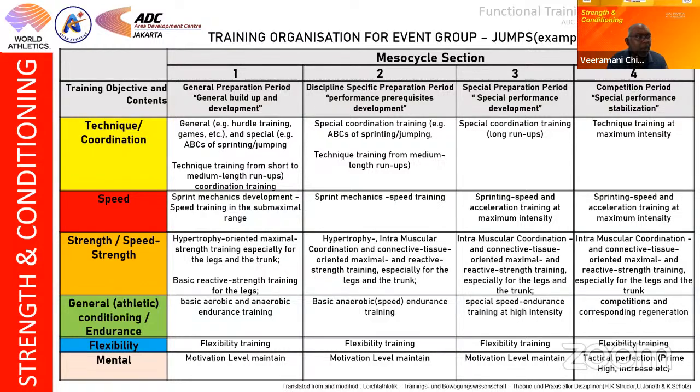Technical runs from medium length will be incorporated. Then we move into special coordination training, focusing on the real actual run-up itself. And finally, of course, we bring in technical training at maximum or optimal intensity that's required for competition. So this is how we will be evolving the training process. The good thing is you will see that all the 4, 5 biomotor abilities you see there will take place concurrently. It will not be done in isolation, but always in a concurrent method.